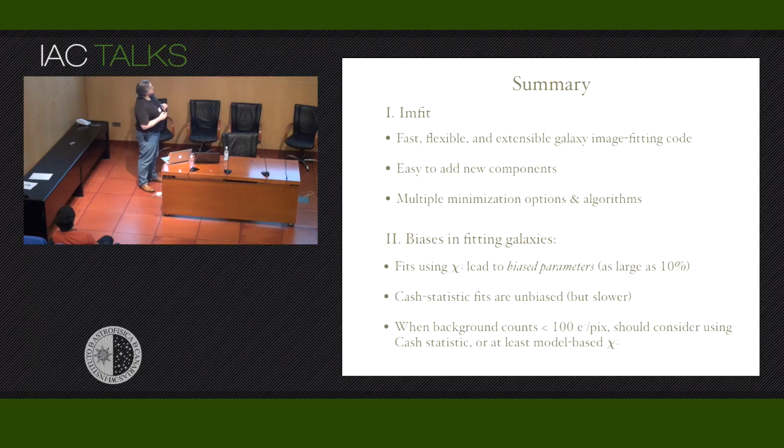Okay. So to summarize, I've talked about Imfit, fast, flexible, extensible image fitting code for decomposing galaxies. It's meant to be easy to add new components. There are multiple minimization options and algorithms. And if you're fitting galaxies, be aware that fitting using standard chi-squared approaches can lead to minor biases in your fitted parameters. If you fit using the Cash statistic approach instead, you apparently do not get these biases.